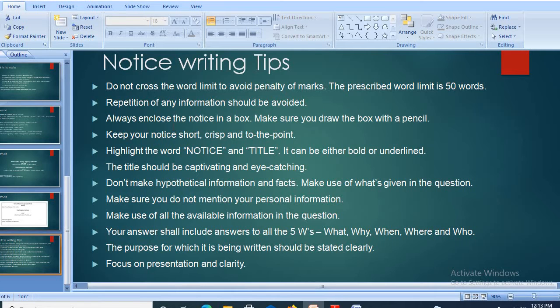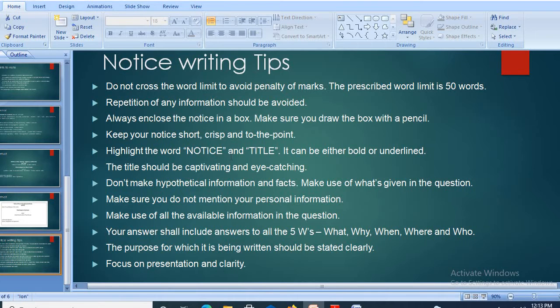So don't repeat the information. Repetition of any information should be specifically avoided. Always enclose the notice in a box. Make sure you draw the box with a pencil. Yes, always make sure that you draw the box with the help of a pencil. Now the next point is important. Keep your notice short, crisp and to the point. Unnecessary things should not be written. Write it crisp, write it short, and write it to the point.